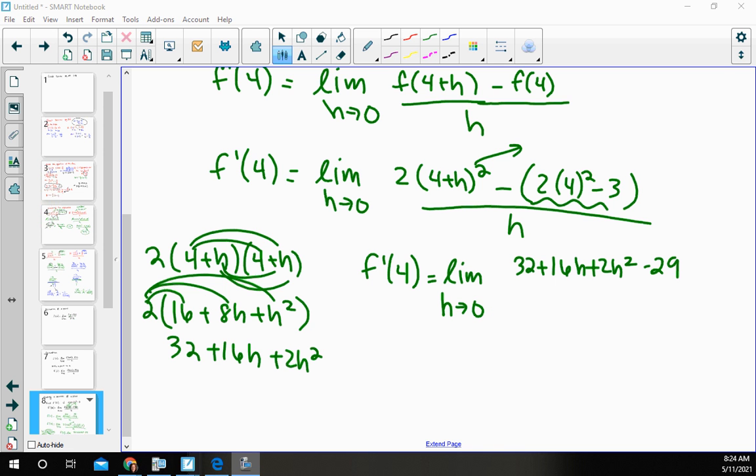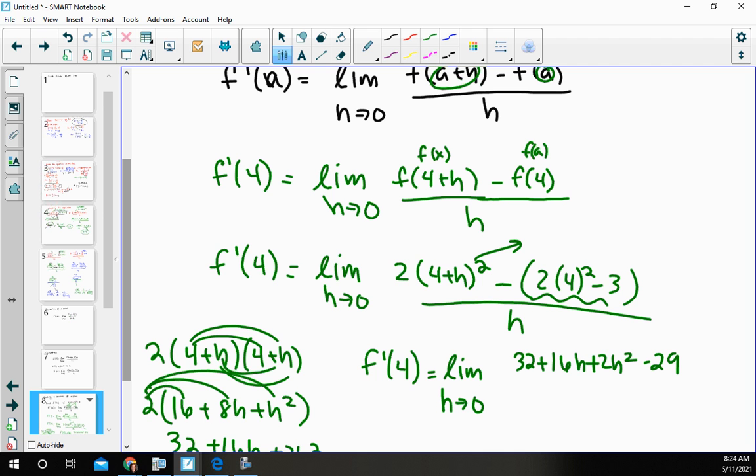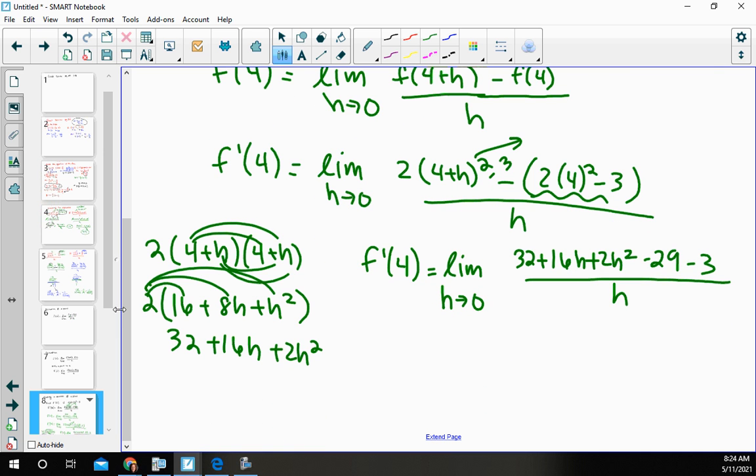I left something off in this equation. Oh, there's a minus 3. Shoot. There should be a minus 3 in here because it was 2x squared minus 3. So there's still another minus 3. My apologies. Okay, because these will then end up canceling each other out.